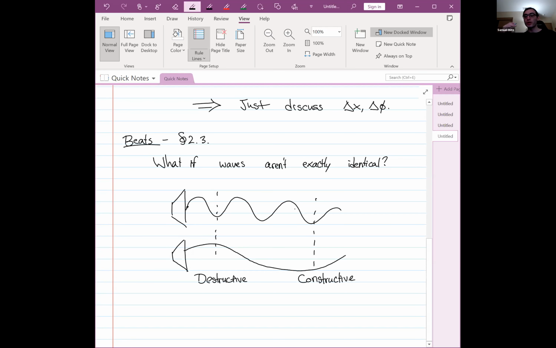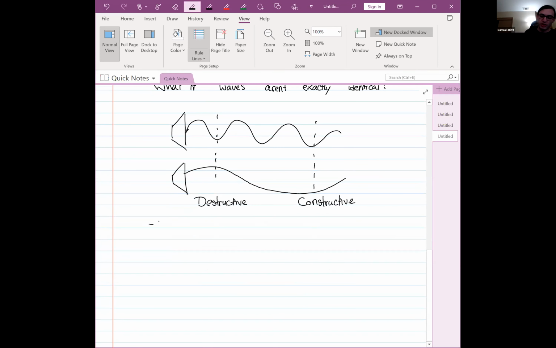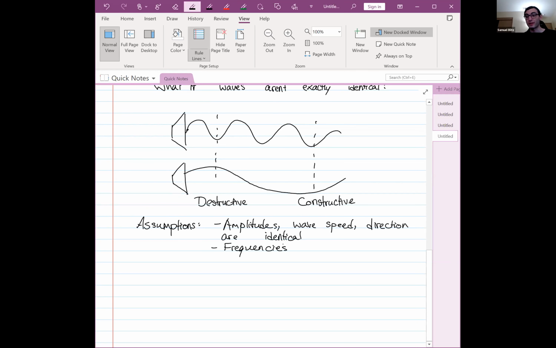And so what we're going to imagine in what follows, let me write this out as a set of assumptions. We're going to assume that the amplitudes, wave speed, because of the same type of wave in the same medium, and direction are identical. And we're going to assume that the frequencies are different. Remember, frequency tells you how high pitched a sound is. So higher pitched sounds are going to be higher frequency waves. So this is how we're going to analyze the system.